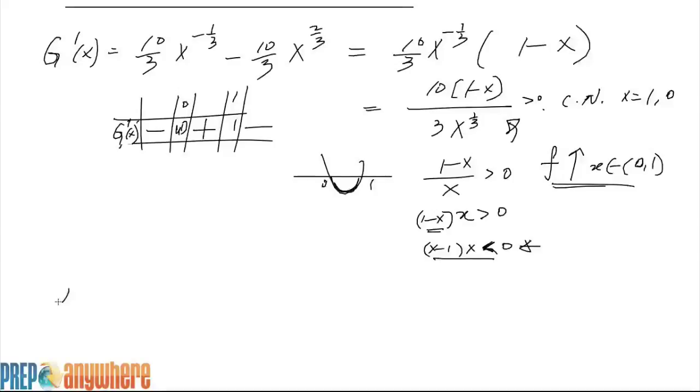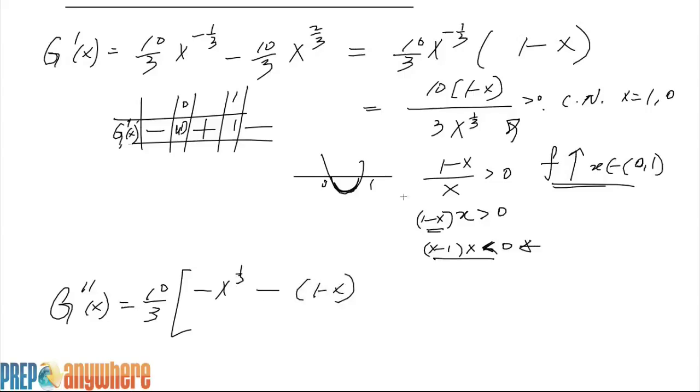Okay, so let's do the second derivative. Let's keep the 10 over 3 out, and I'm going to do a quotient rule. So minus x to the power of 1 over 3 times 1 minus x. Differentiate that, and you get 1 over 3 x to the power of negative 2 over 3. And you have to square the bottom, so you get 2 over 3.